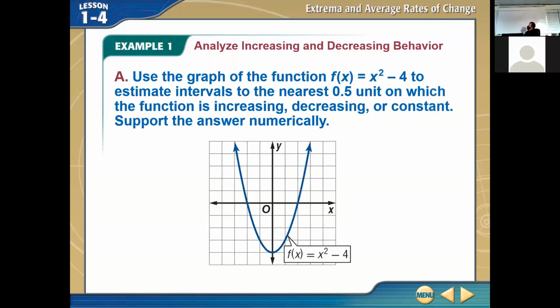So, analyze increasing and decreasing behavior. It says use a graph of the function f of x, which is equal to x squared minus 4, to estimate intervals to the nearest 0.5 unit on which the function is increasing and decreasing or constant, and support our answer numerically. So once again, technology makes our life easy.